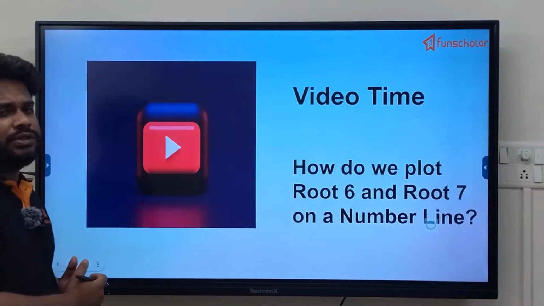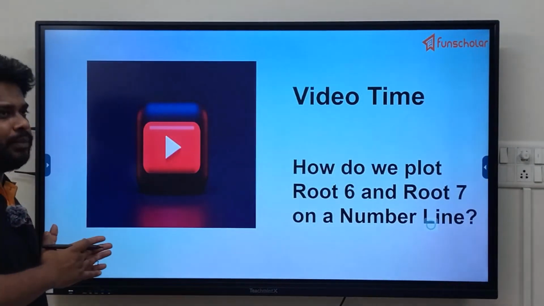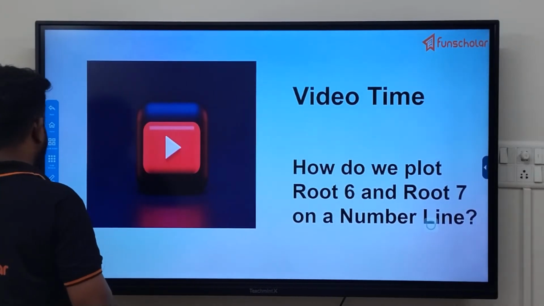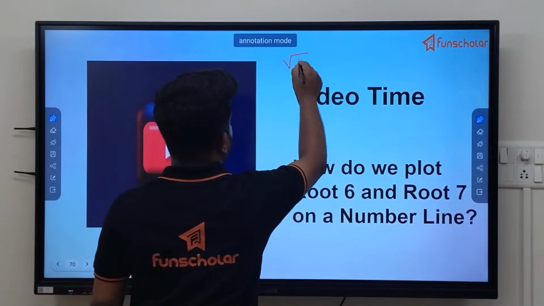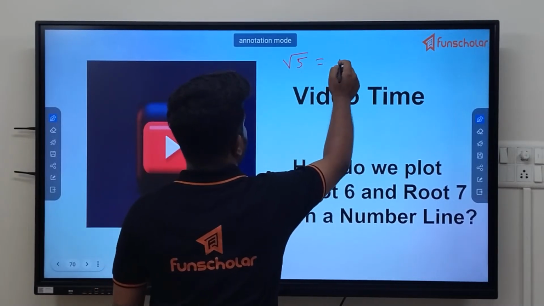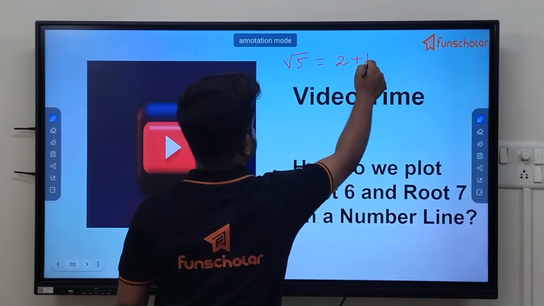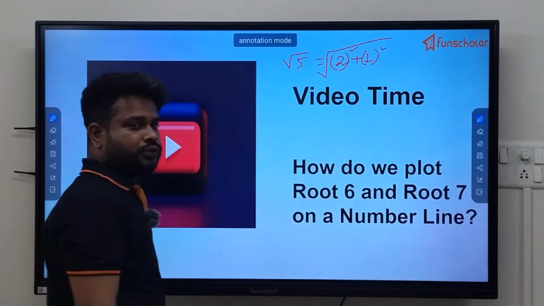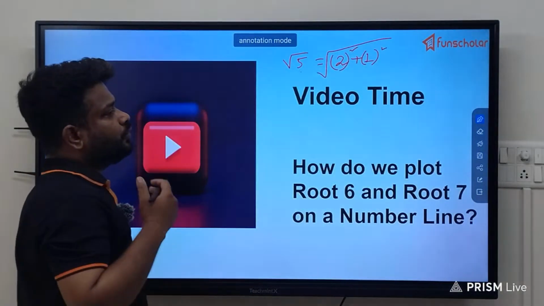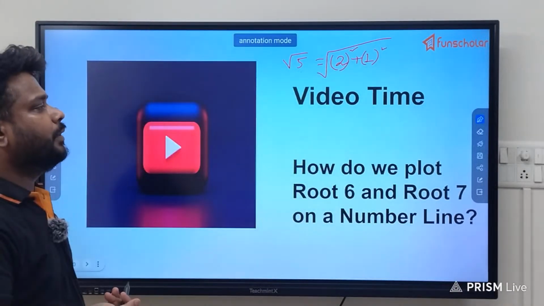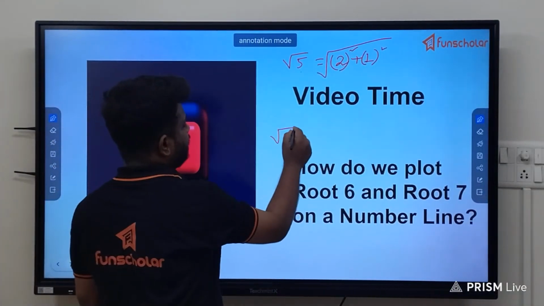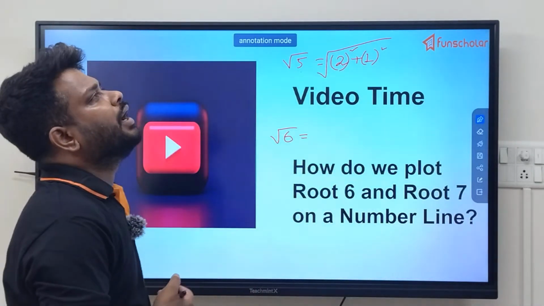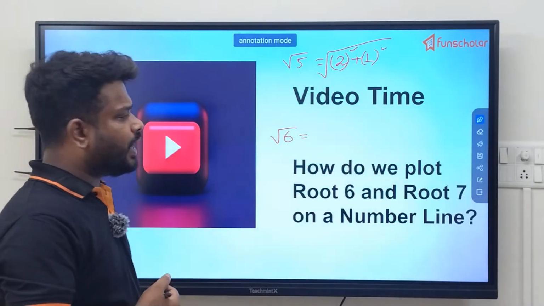They have the videos. If you want to watch them, you can, but if you want to try it by writing it down, root 5 can be written as root over 2 squared plus 1 squared. This will be like this. If you want to try it with 6, root over 6 can also be written like 2 and root 2.